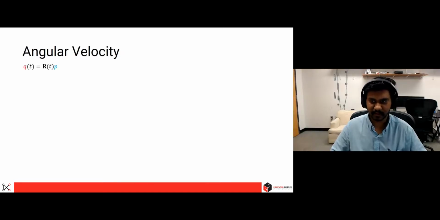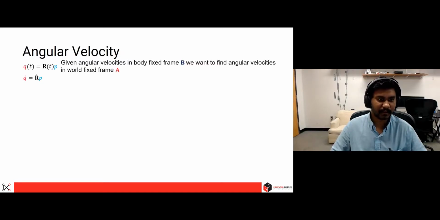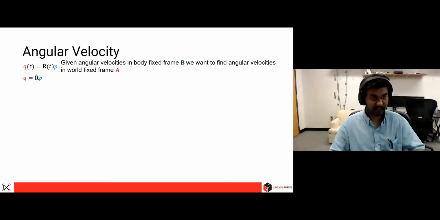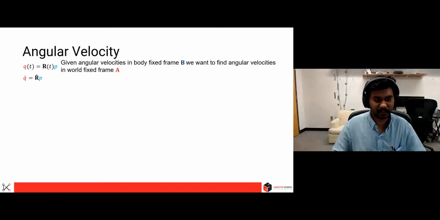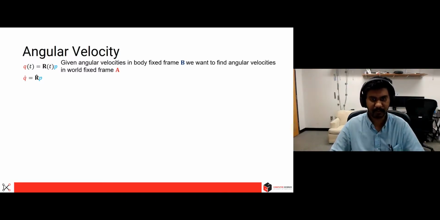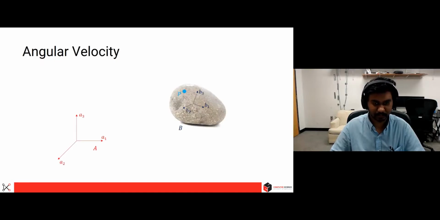So we start off with the well-known fact that Q is equal to R into P. In this case, Q is a time variable vector because the rotation matrix, or the pose of the stone, is varying with respect to time. So we are given the angular velocities in the body fixed frame B, which is the blue frame, and we want to find the angular velocities in the world fixed frame A, which is the red frame. If you remember, it's shown here.